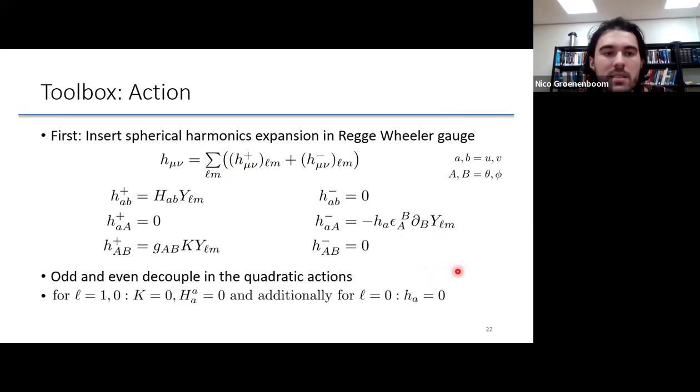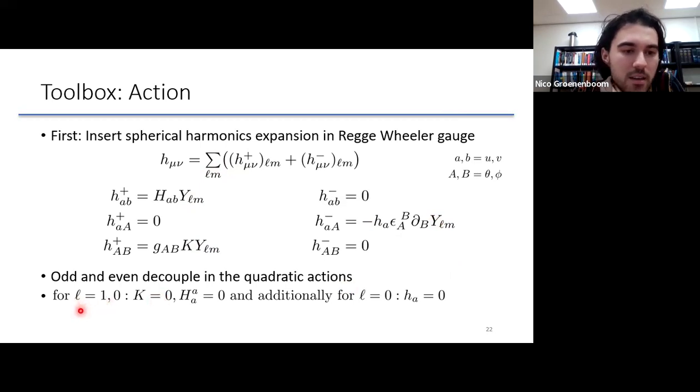So what we find when inserting this whole expansion into the quadratic actions is that the odd and even modes decouple naturally. And this is because of the spherical symmetry of the background. So the odd modes will only come into play in the vertex, and we'll look at that on the next slide.